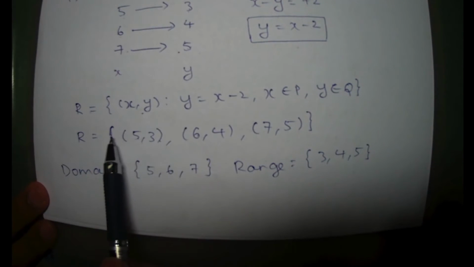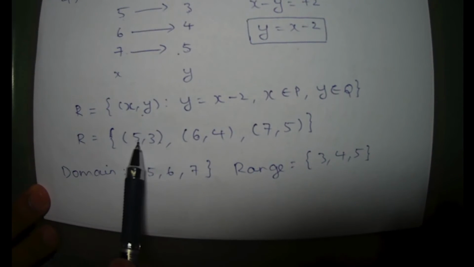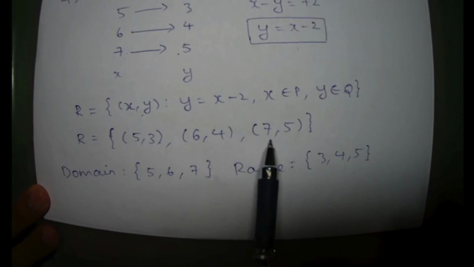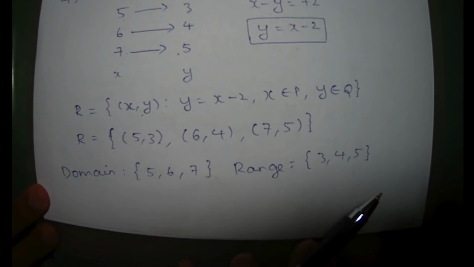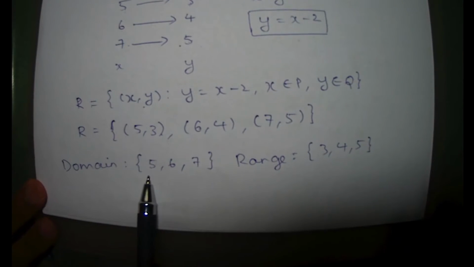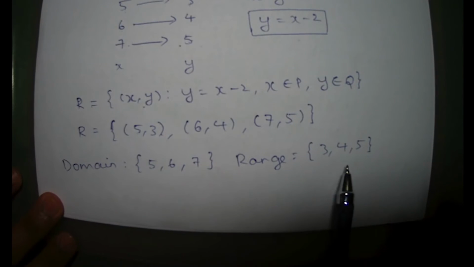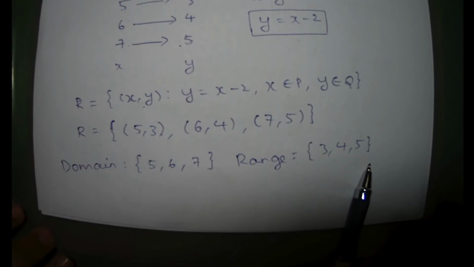And the same in roster form will be (5, 3), (6, 4) and (7, 5) as shown in the figure here. These are the two terms paired up. So from this we can get to know that the domain is 5, 6, 7, which is nothing but the values of x, and the range is 3, 4, 5, which is nothing but the values of y.